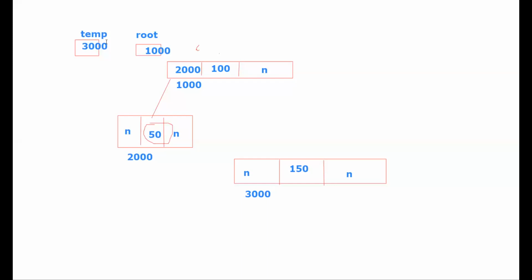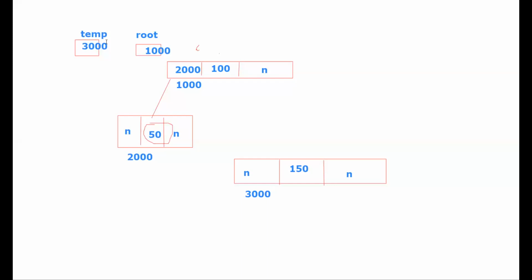So you have to think in this way. Root's data is 50, temp's data is 75. Is 75 lesser than 50? No, it is false. So this if will not work; it has to go to the other part. It means that it has to move to the right part.